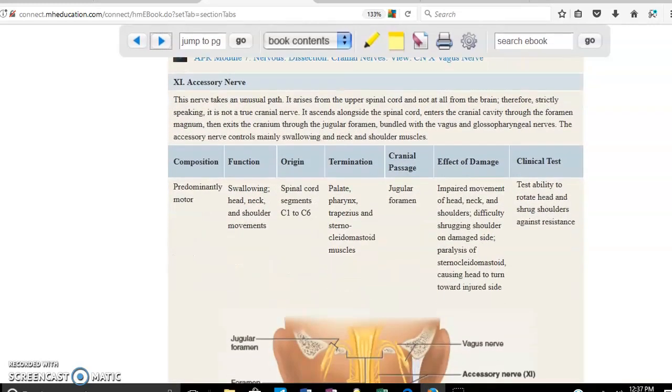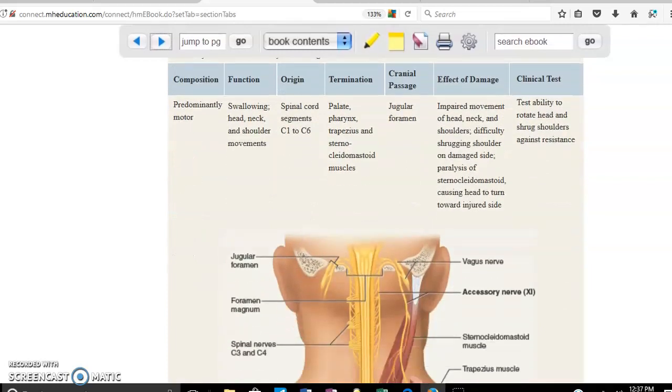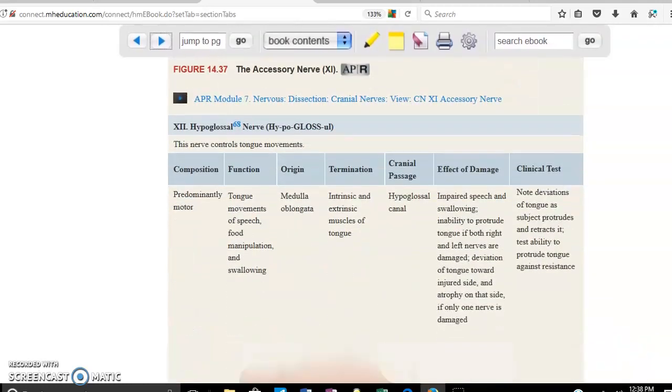Cranial nerve number 11 is accessory nerve. It helps you with swallowing as well as movement of the neck. Some of the muscles in your neck are controlled by this nerve. So that's why you have in here the neck. If you keep scrolling down, you have in here hypoglossal. It's a very important nerve related to the tongue. It's going to help you with movements necessary for speech or swallowing or food manipulation. And it's considered predominantly motor.